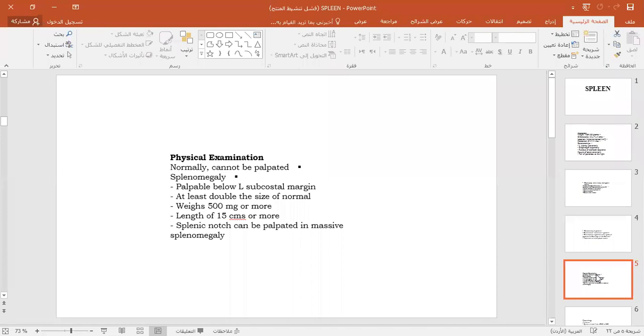Massive splenomegaly occurs in malaria and in severe thalassemia major. The splenic notch is easily noted in thalassemic patients.